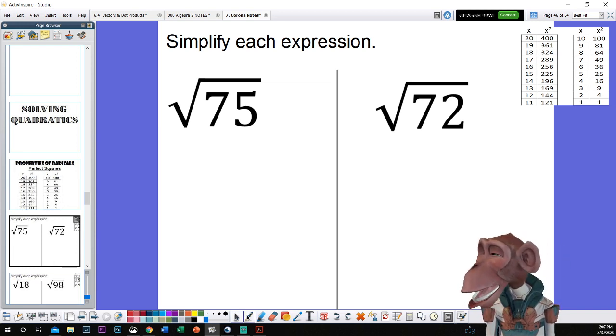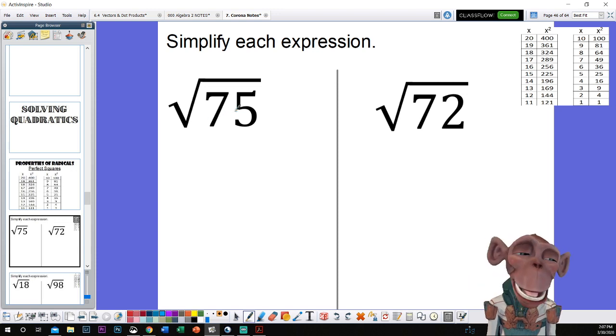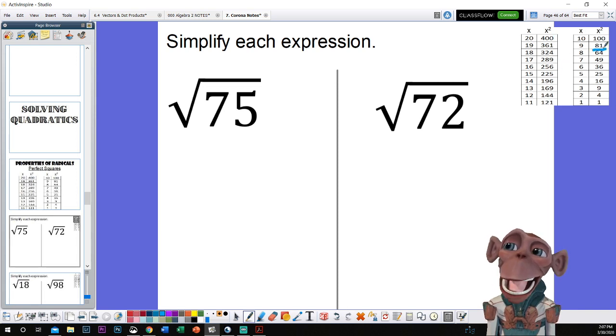So to get an exact value, I'm going to look at this beautiful chart of mine, and I've got to try to find a number that will go into 75 evenly. The first number I'm going to start with is the first one that is equal to or less than 75. All these numbers are bigger than 75, and right here is where 75 would be, in between the 81 and the 64. So I'm going to start trying to divide by 64.